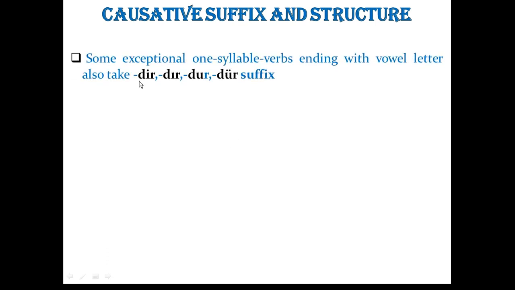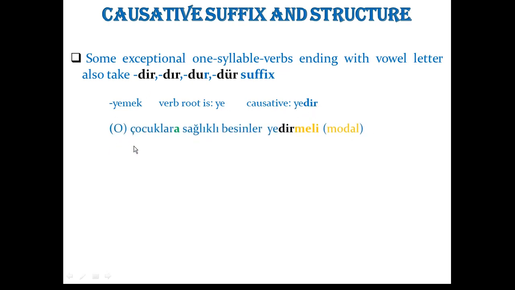There are some exceptional one-syllable verbs ending with a vowel letter, but they also take dir, dır, dur, dür suffixes like verb roots ending with consonant letters. Yemek, the verb root is ye, ending with a vowel, but it uses the previous suffixes, and it is dir here: yedir. O çocuklara sağlıklı besinler yedirmeli.